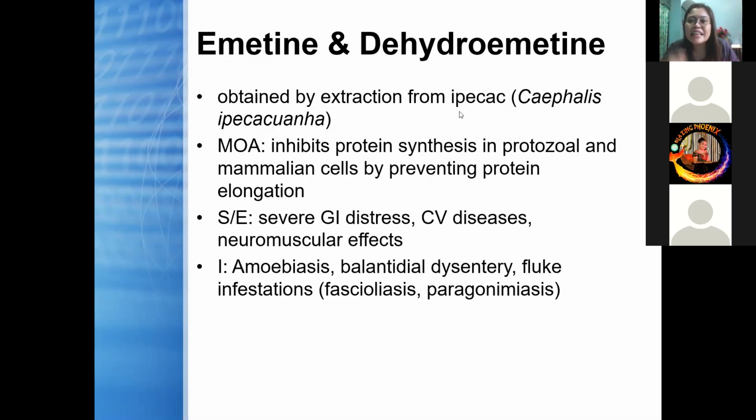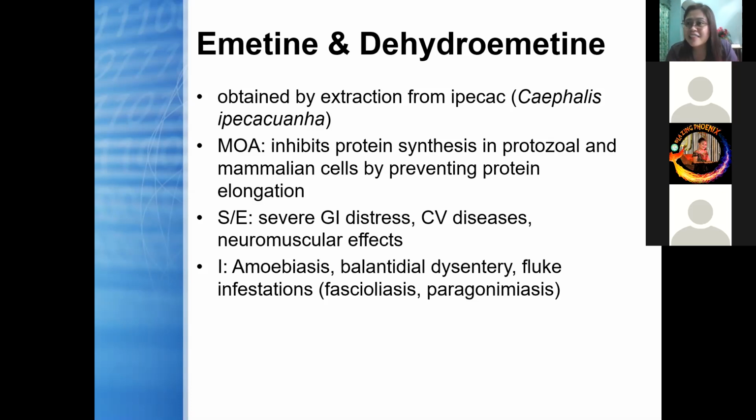Next, we have emetine and dehydroemetine, which are alkaloids extracted from the plant called ipecac, as in ipecac syrup. The scientific name of ipecac is Cephaelis ipecacuanha. So it is an alkaloid from this plant. Now, what is the mechanism of action of this drug? It inhibits protein synthesis in protozoal and mammalian cells by preventing protein elongation. So it's a good treatment for protozoa. It will inhibit the protein synthesis of the microorganisms.